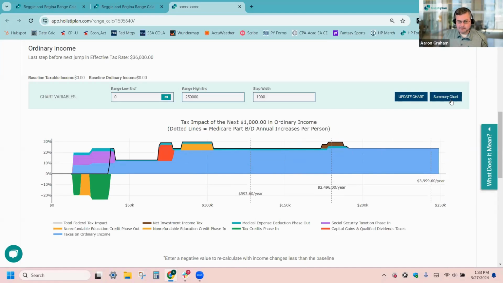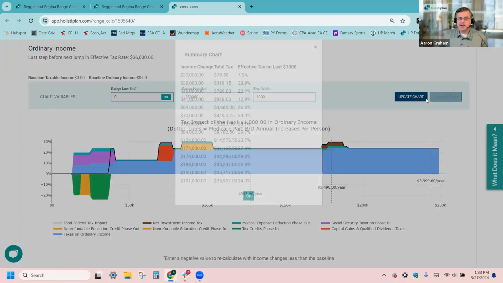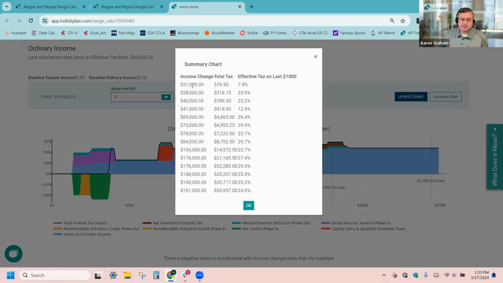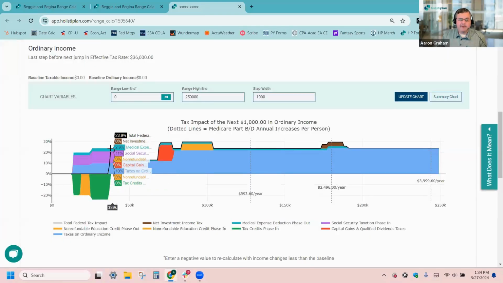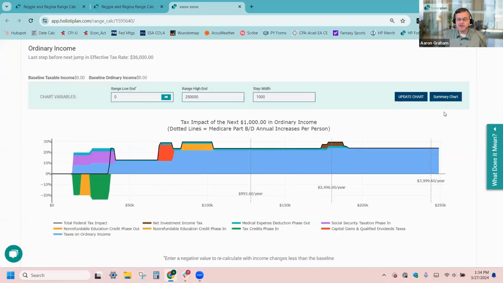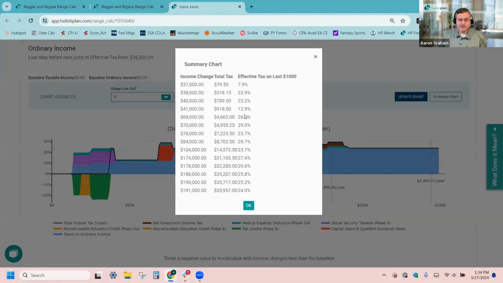There is a summary chart that you can look at. If we click on that, this will show you, essentially, each line is showing you anytime there's a break in the slope of that black total federal tax impact line. So at 37,000, we have a bend upwards. At 38,000, we have another bend downward a little bit, or upward and then downward. And so each one of these data points right here is a part on the graph where this slope changes. So some people find the chart helpful. It's going to show you the effective tax on that last $1,000, but it's also going to show you the total tax bill as you progress horizontally down that graph.